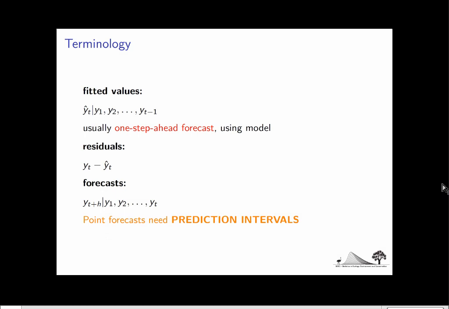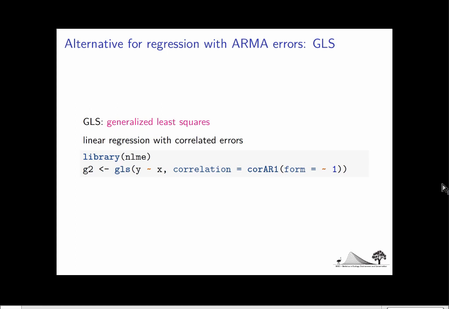Okay, so I've used the ARIMA statement earlier to do the regression. Now I'm going to do something more useful. GLS, generalized least squares. This is the usual linear regression model with correlated errors, in the nlme library in R. So here it looks like a usual linear regression, Y as a function of X, and then you can specify different types of correlation structures. Here I'm just going to specify an autoregressive process of order 1, an AR(1) process, for the errors. And this gives you almost exactly the same as the ARIMA regression.